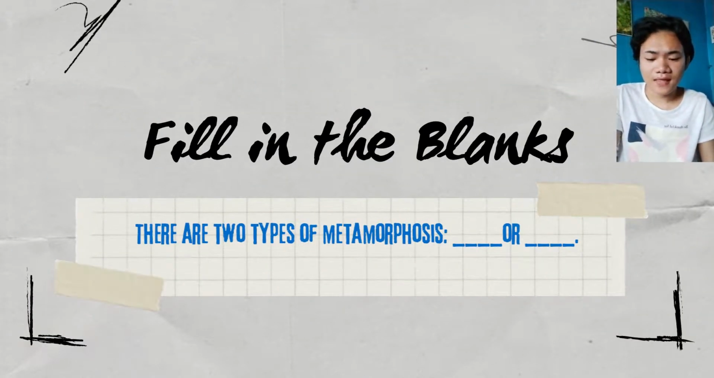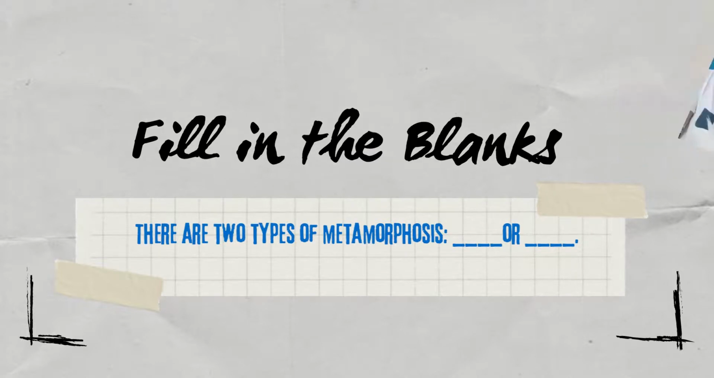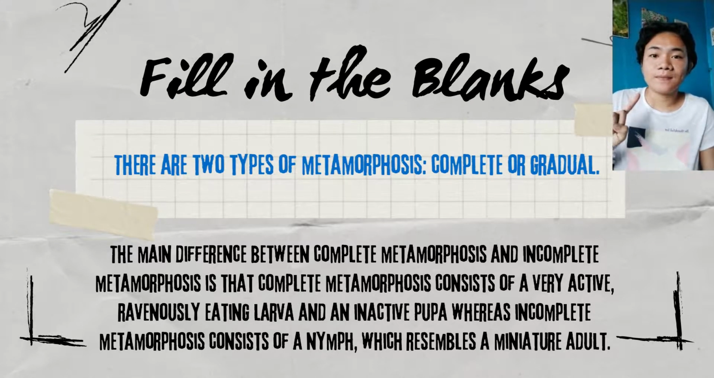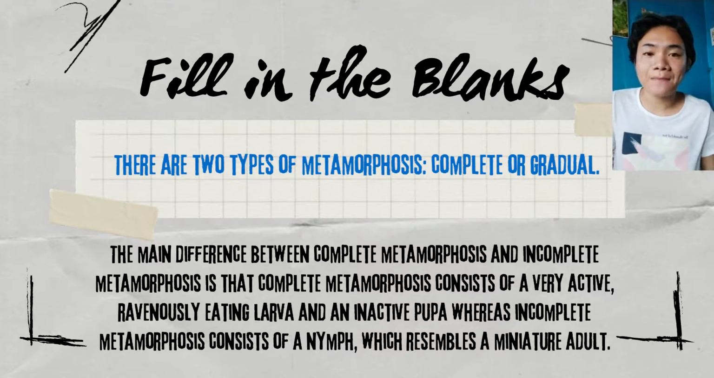Next question. There are two types of metamorphosis, blank or blank. So the answer is, first is complete metamorphosis and second is gradual metamorphosis. Why? Because the main difference between complete metamorphosis and incomplete metamorphosis is that complete metamorphosis consists of a very active, ravenously eating larva and an inactive pupa, whereas incomplete metamorphosis consists of a nymph, which resembles a miniature adult.